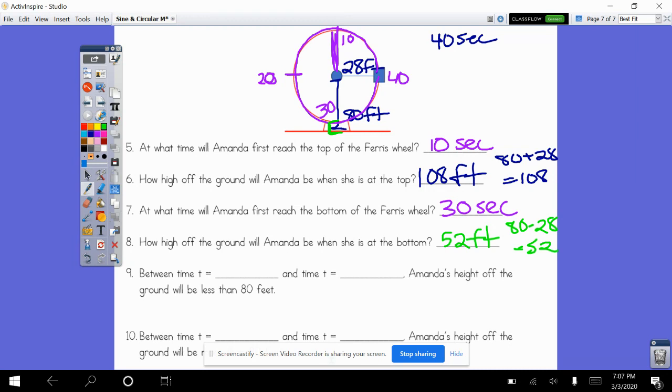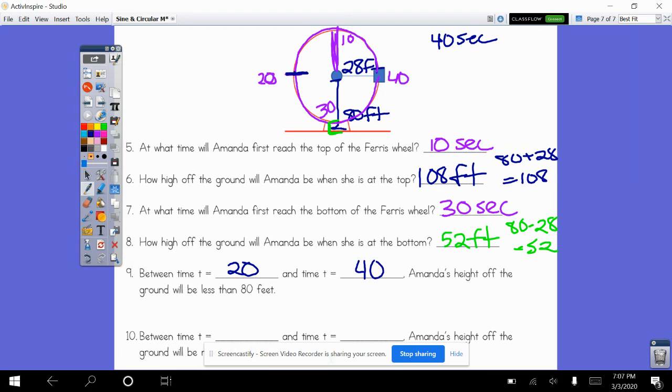Lastly, between what two times is she more than 80 feet off the ground? Well, 80 feet is the midline. Oh wait, the first one's less than 80 feet. So if 80 feet is the midline, I'm wondering what time she's going to be below the midline. I know that she hits the midline at 20, and then she comes back around at 40. So from 20 to 40, she's less than 80 feet because she's below the midline.